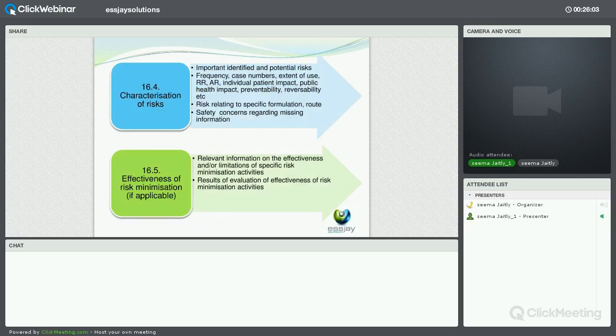You're also meant to have your characterization of risks, so presenting on things like your relative risk, absolute risk as well, frequency, etc. Missing information, you tend to think of your standard kind of pregnancy, elderly, etc. But really do look at your product, because it will differ product to product. If you have a product that can be used in pregnancy, then it's not missing information, because you know that you can use it in pregnancy. So really think about what you're considering missing information.